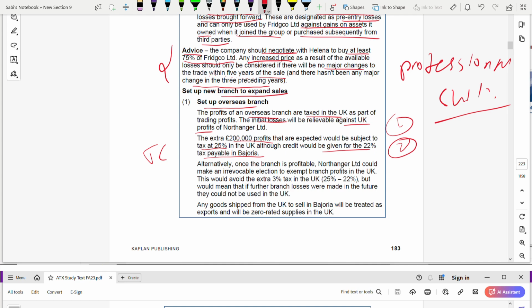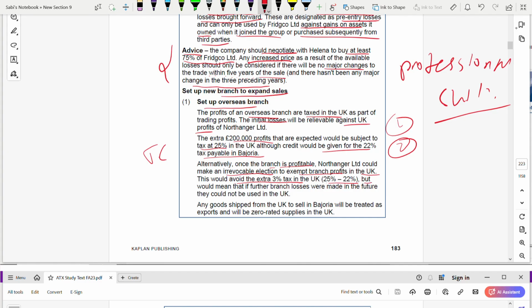Next, once the branch is profitable, you can make an irrevocable election so that you can exempt the branch profits in UK. This would avoid the extra 3% tax, 25 minus 22.